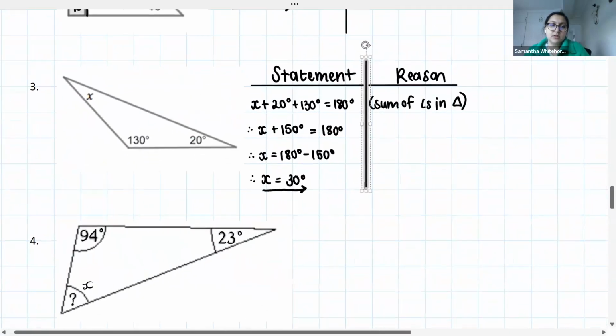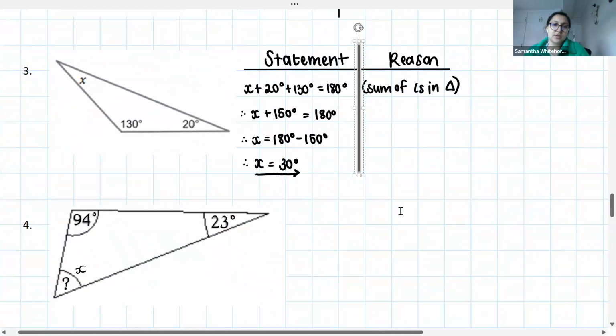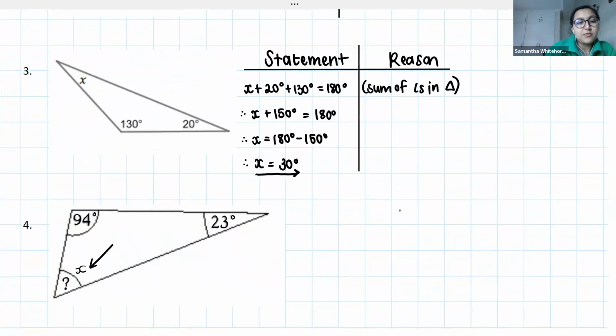All right, guys. So again, I want you to try question 4 for me. It's a bit of a funny looking thing. My numbers were a bit odd. So x is this angle down in the corner here. You've been given 94 and you have been given 23. So I would like the size of angle x.